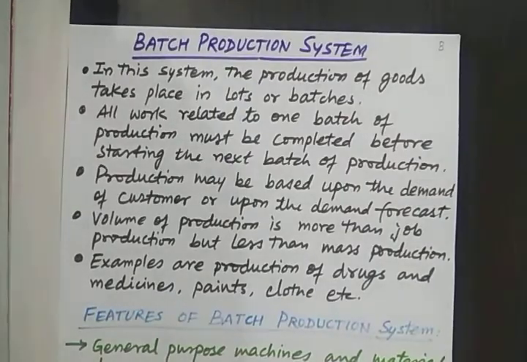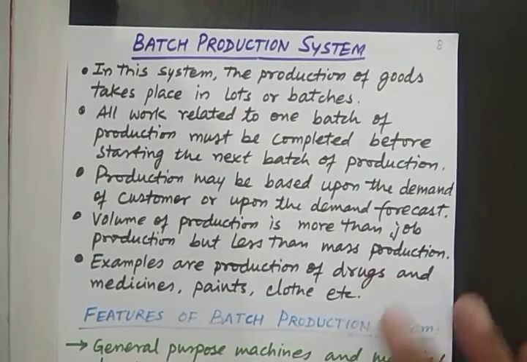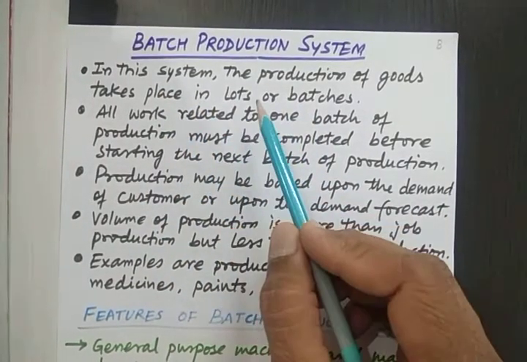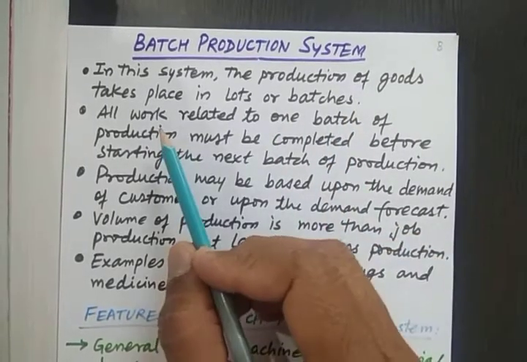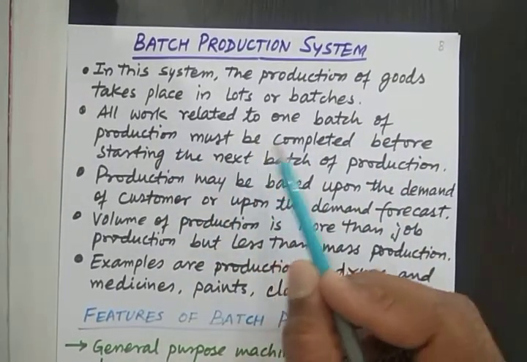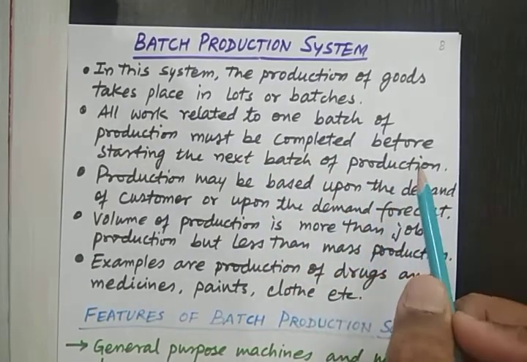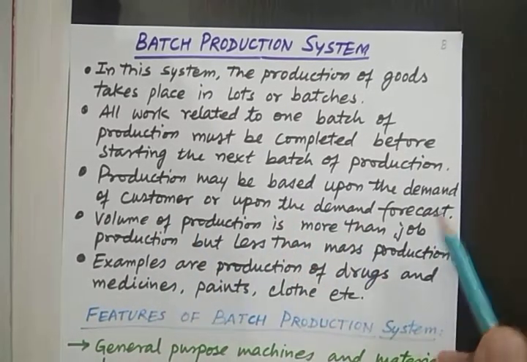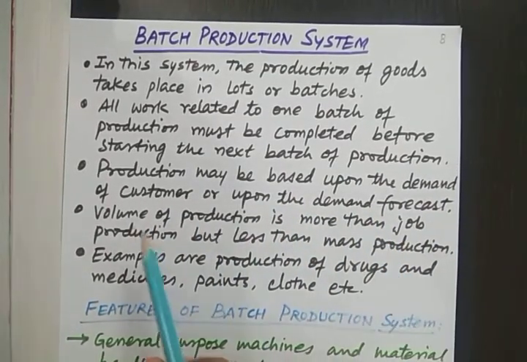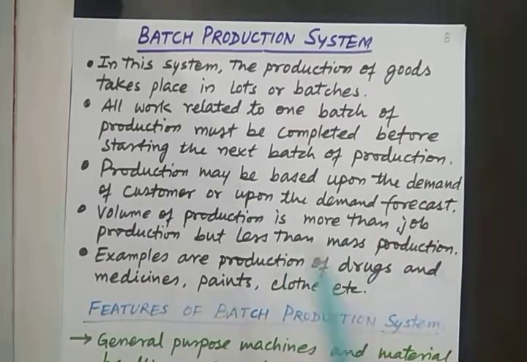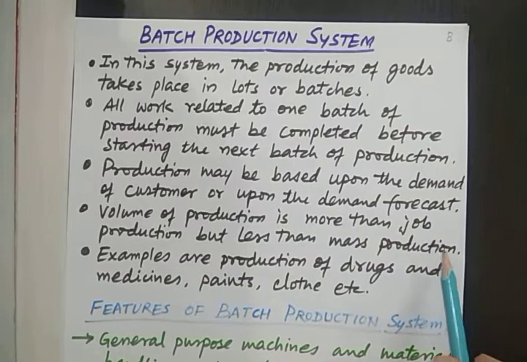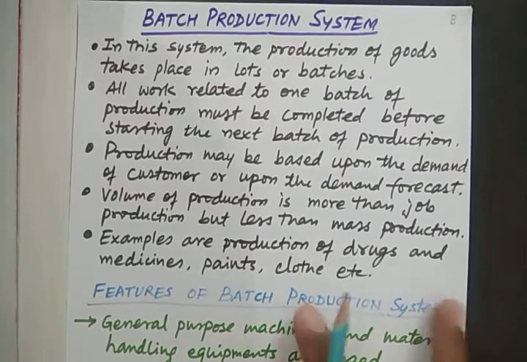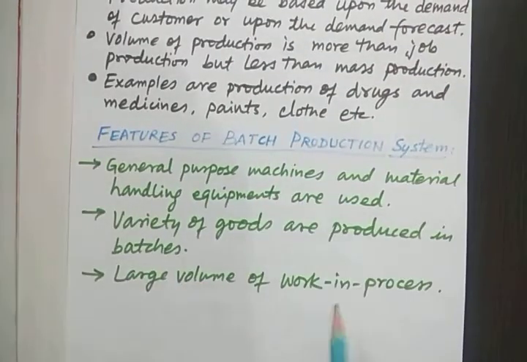Now the second intermittent production system is batch production system. In this system, the production of goods takes place in lots or batches. All work related to one batch of production must be completed before starting the next batch of production. Production may be based upon the demand of customer or upon the demand forecast. In the batch production system, volume of production is more than the job production but less than the mass production system. Examples are production of drugs and medicines, paints, clothes, etc. Now, the features of batch production system.